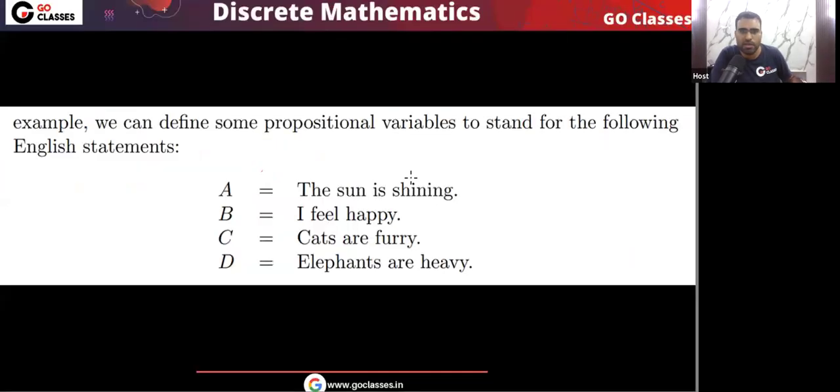For example, this is a proposition: the sun is shining. Either this is true or this is false. Now I can represent this proposition using the variable a. So this variable a is a propositional variable. Similarly, for example, elephants are heavy. This is either true or false, so this is a proposition. I can represent this proposition using the variable d. So this variable d is a propositional variable.